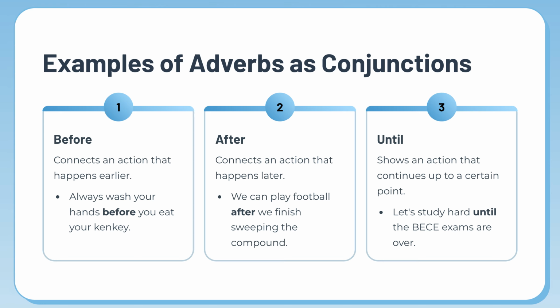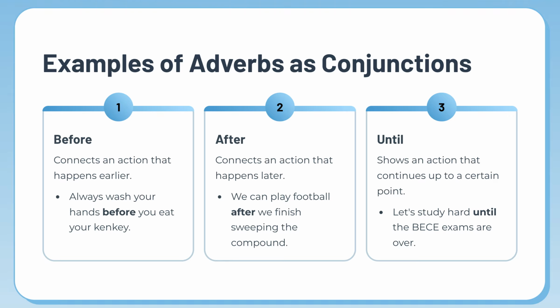Before connects an action that happens earlier. Always wash your hands before you eat your kenke. Here, before you eat your kenke tells us when the first action should happen. After connects an action that happens later. We can play football after we finish sweeping the compound. So the playing comes after the sweeping.